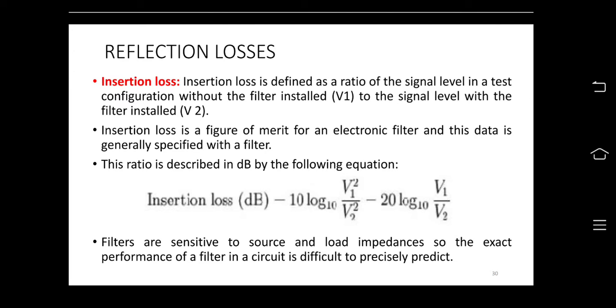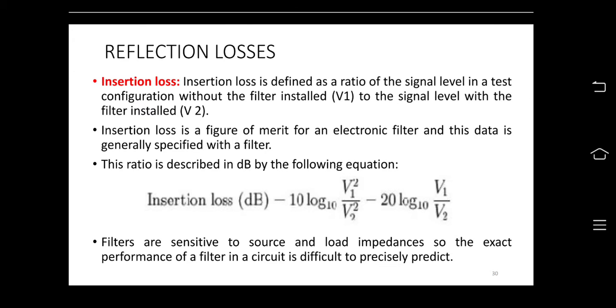So insertion loss is a figure of merit for an electronic filter, and this data is generally specified with the filter. This ratio is described in dB. So insertion loss in dB is equal to 10 log to the base 10 V1 squared by V2 squared, which is again equal to 20 log to the base 10 V1 by V2. So the power square is taken as 2 into 10.